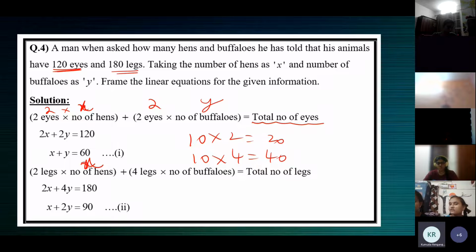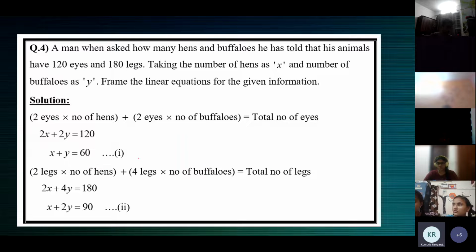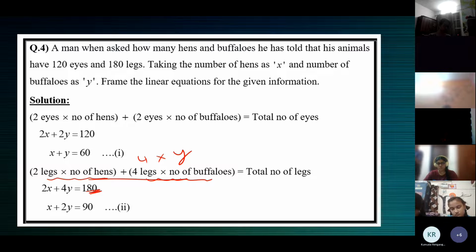So x hens, x into 2 legs, 2x. Y buffaloes, y into 4 legs. The total number of legs is 180. That is the number of legs in the case of hens, and the number of legs in the case of buffaloes. The total number of legs is equal to 180.